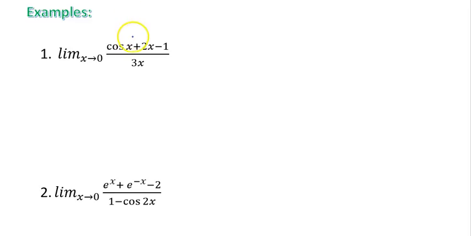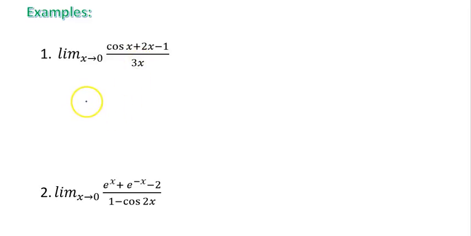Okay, now we're going to move on to some examples. Our first example, we're doing the limit as x approaches 0 of cosine of x plus 2x minus 1 over 3x. Now, if you plug 0 in, the cosine of 0 is 1, and then 2 times 0 is 0, and then you have a minus 1. So you end up with a 0 on top. And then if you plug 0 into the bottom, you also end up with 0 in the bottom. So this is an indeterminate form because it would be 0 over 0 when you plugged in.